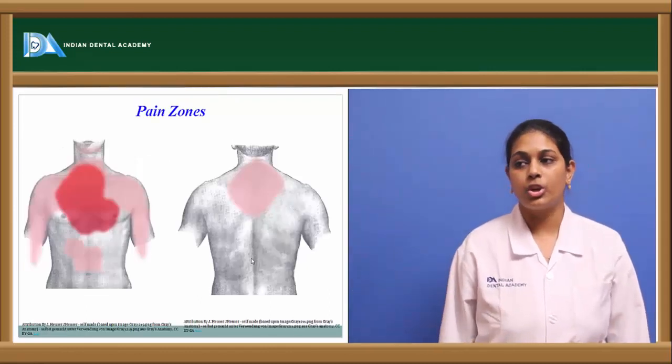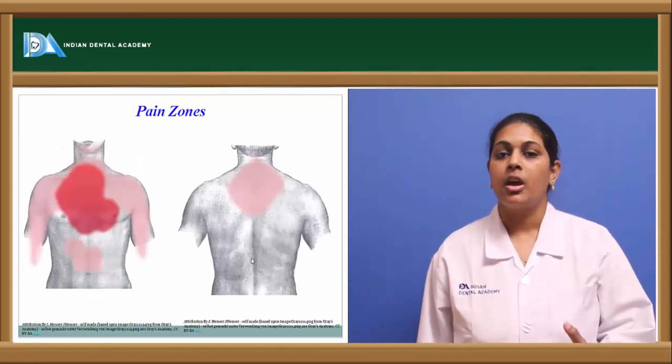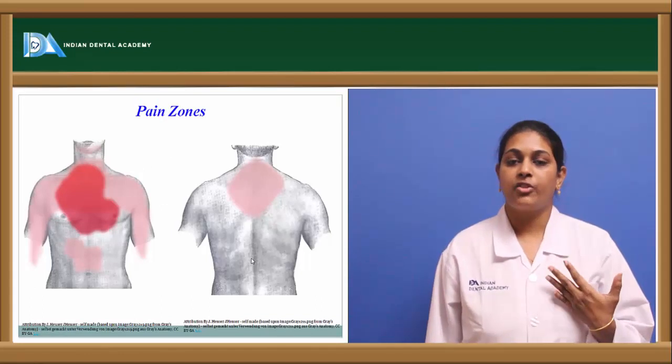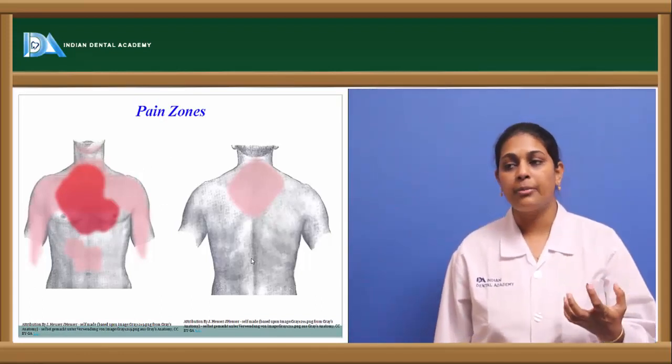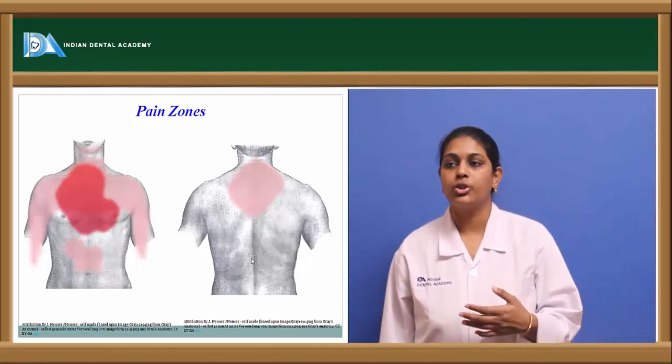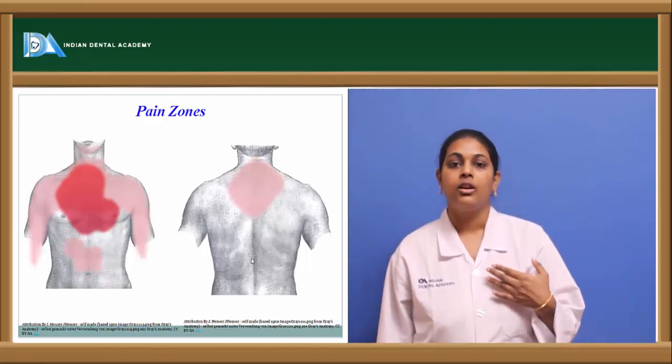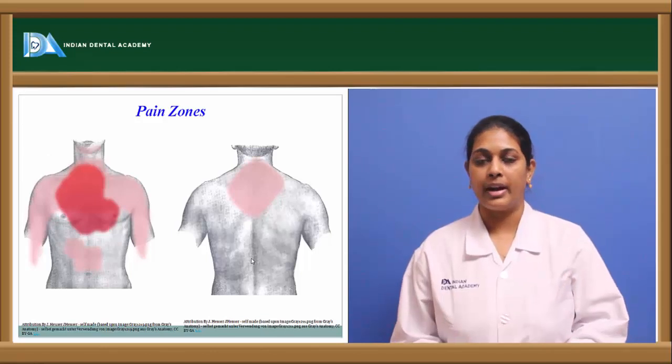Coming to the pain zones, usually the patient suffers pain starting from the chest, which might extend towards the neck and the arm, and also to the back region, where pain can be associated.